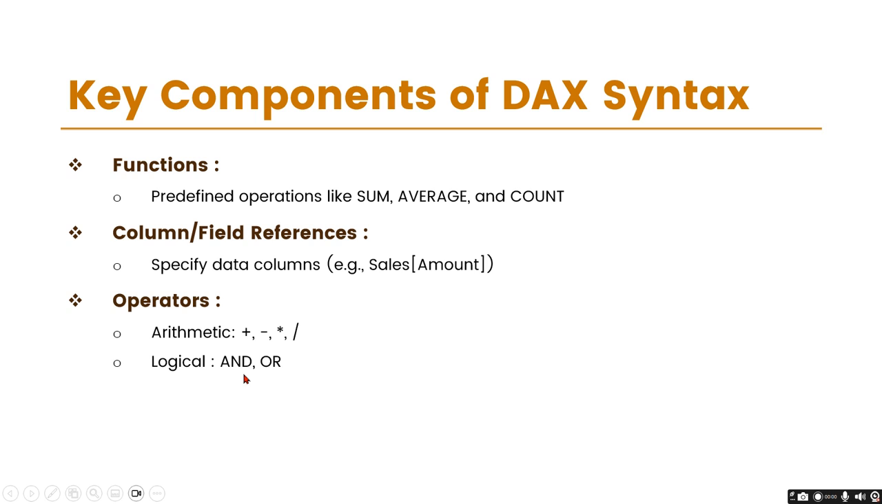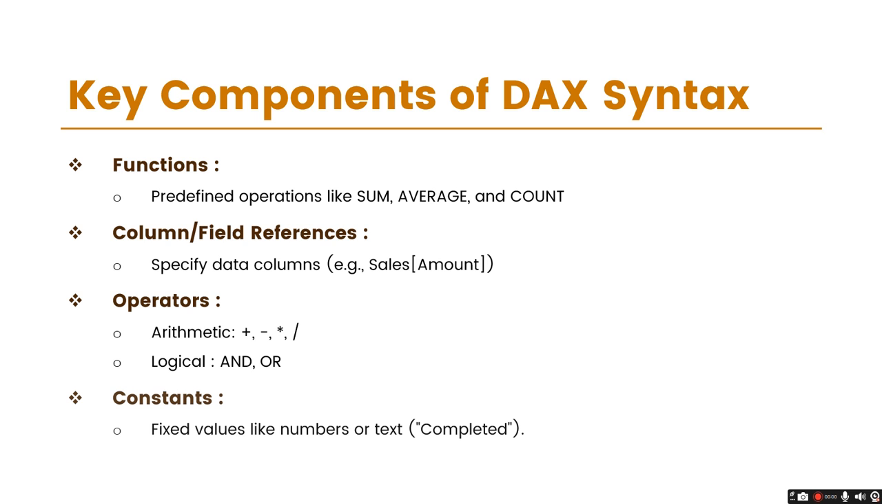We can also use operators if you want to do some calculations. Say we have arithmetic operators: plus, minus, multiplication, division, or logical operators like AND, OR. There are many other operators which we can use, which you'll be learning in the coming chapters as well. We can also use constant values, that is, some text within double quotes. So these are some of the key components. In our next slide, we have some examples. I'll show you practically using the Power BI DAX syntax.